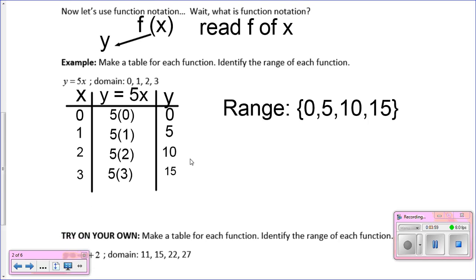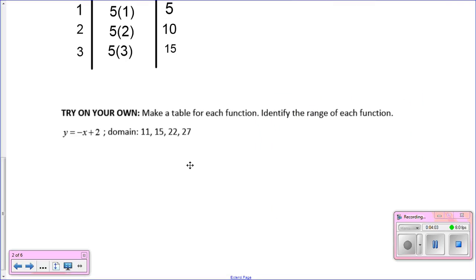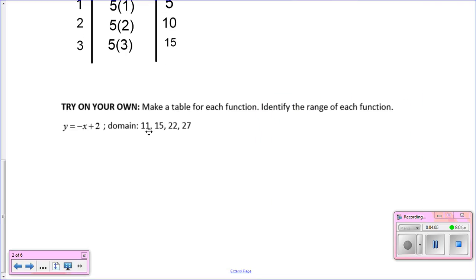So now you're going to try one on your own. You have to make a table for this function, identify the domain, and identify the range. So here is your equation. Here is your domain. So you're going to make your table, work it out and find what your y values are, and then tell me what the range is. Okay? So go ahead and put the video on pause. When you come back, I'll have an answer so you can check it.